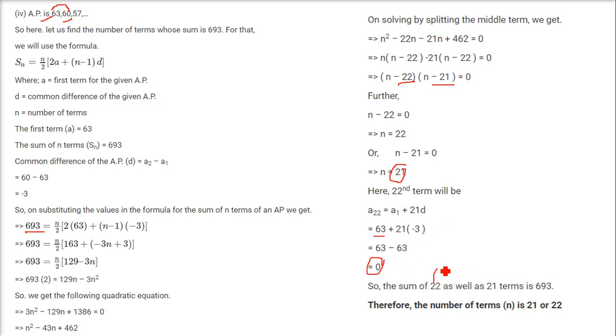So 22 as well as 21 terms, the sum of these two terms, because ultimately, see, if you have a series, this is the 21st term and this is the 22nd term, and this is 0. So from 1 to 21, the sum will be S. But once you add from 1 to 22, it will also be S because 0 is there. So the sum of 22 terms and 21 terms both will be 693 because one of them is 0.